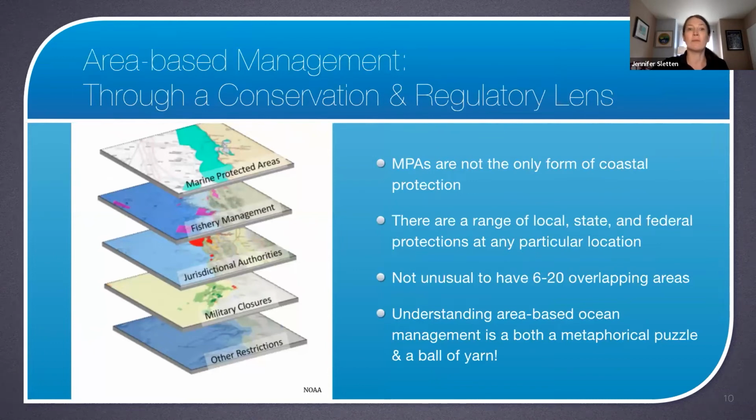MPAs are not the only form of marine and coastal regulation. In most cases, the regulatory seascape consists of many legal instruments layered on top of each other. All of the regulatory areas in the Navigator database include the complete boundary, so you can click anywhere in the ocean and see just how many different layers of management there are in that spot. It's not unusual to have between 6 and 20 overlapping areas in any given ocean space.